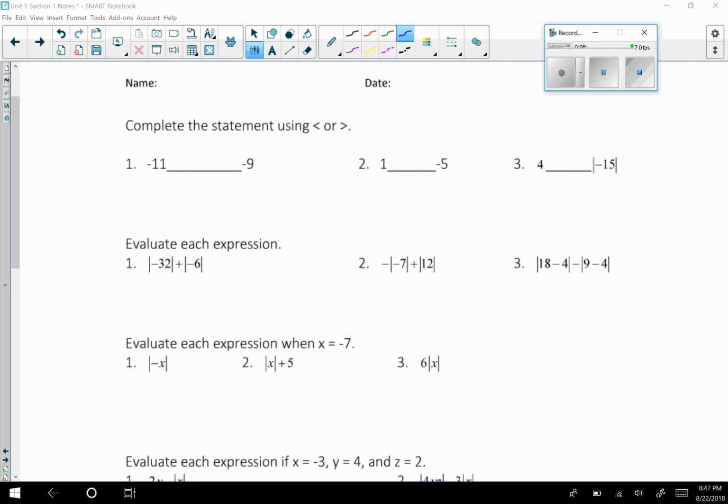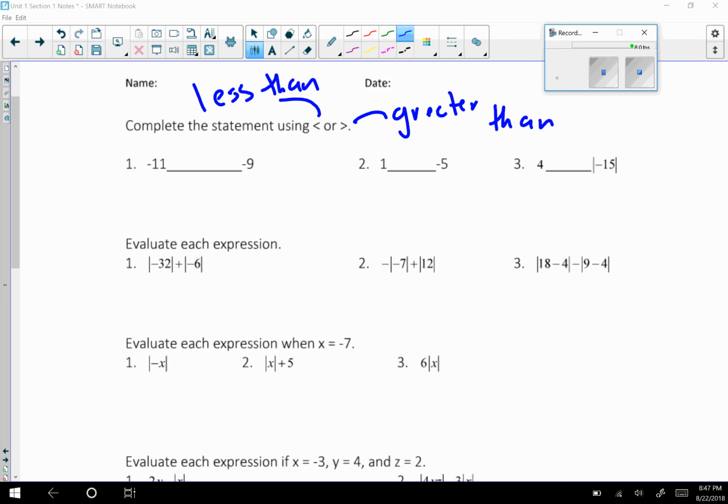On the back side of your notes at the top, we're going to complete the statement by using the less than sign or the greater than sign. The first one means less than when you read it from left to right. The second one means greater than when you read it from left to right. The way I like to think about it is that if that's like a Pac-Man mouth, you're always going to eat the bigger number. Right?